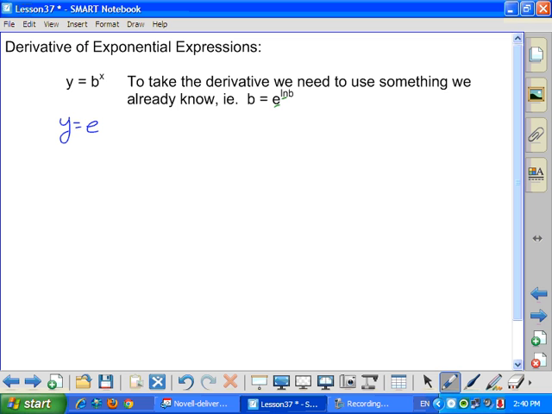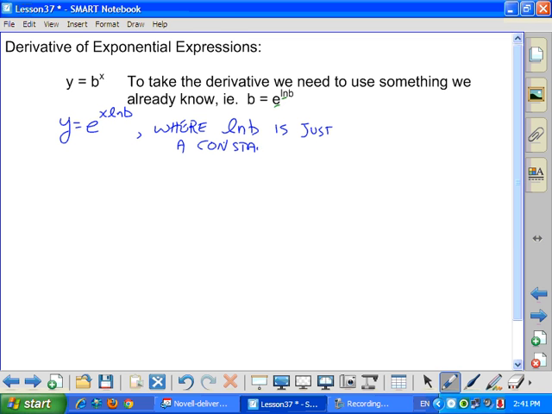So the exponent now is going to be x ln b. Now, when you look at this, b is just the base, so ln b is just a constant. It's just a number.